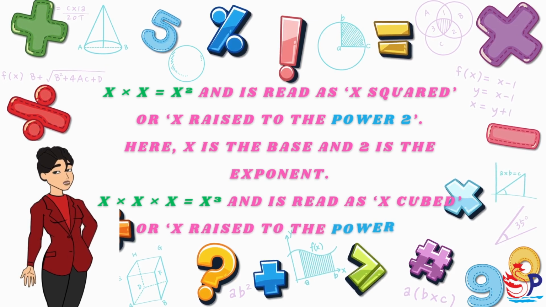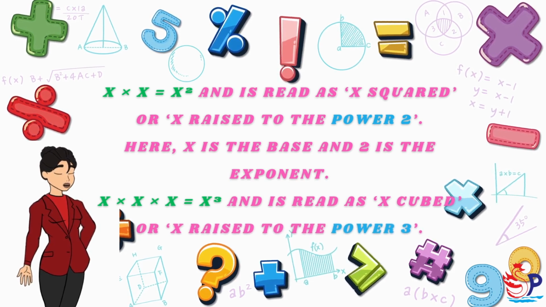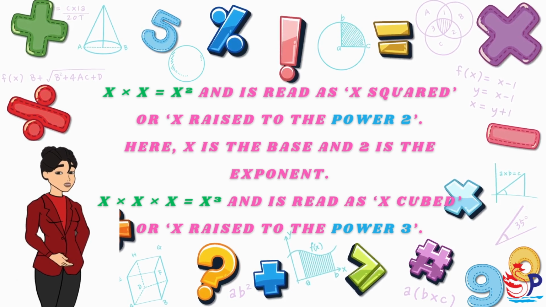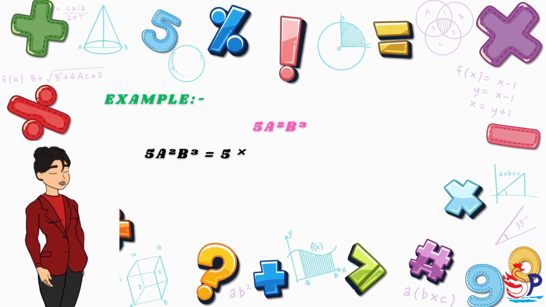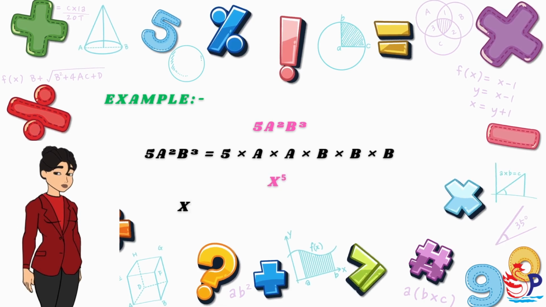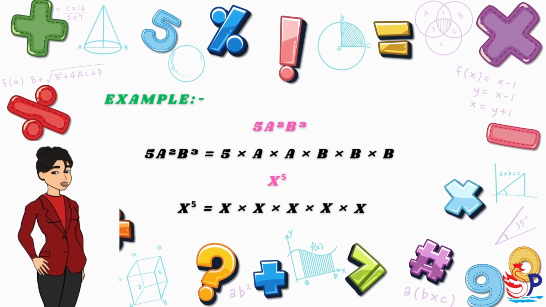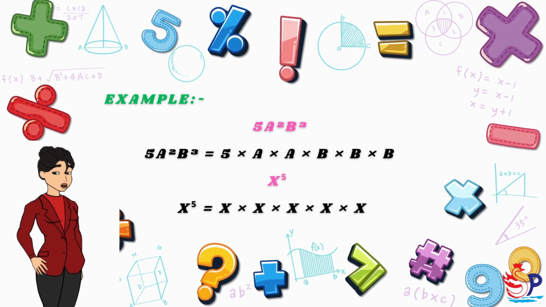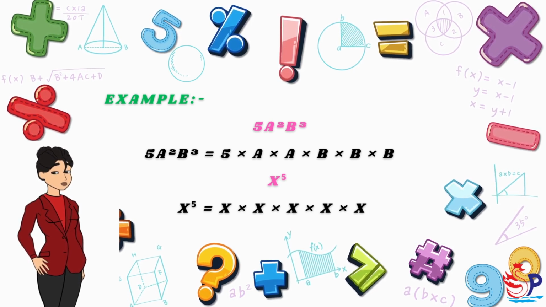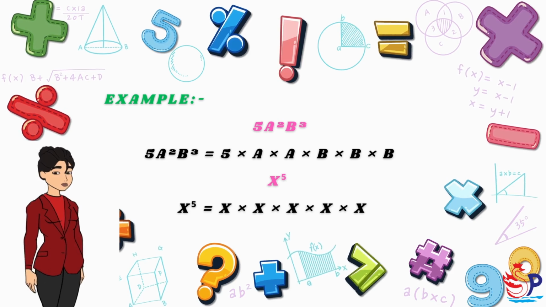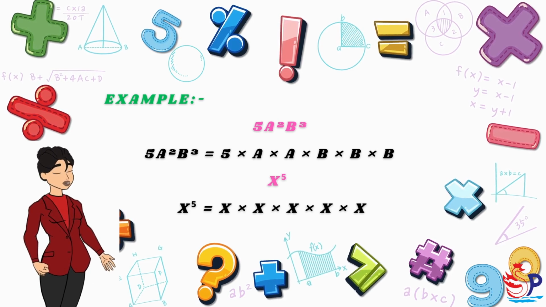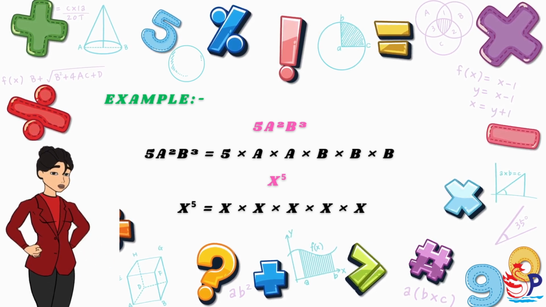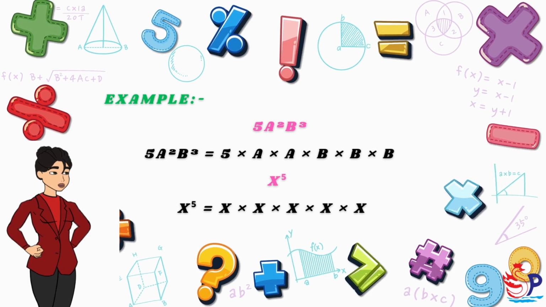x multiply x multiply x is equal to x power 3 and is read as x cubed or x raised to the power 3. Example, 5 a power 2 b power 3. 5 a power 2 b power 3 is equal to 5 multiply a multiply a multiply b multiply b multiply b. x power 5 is equal to x multiply x multiply x multiply x multiply x.